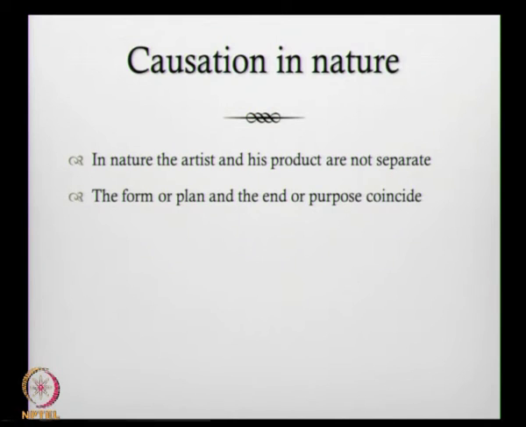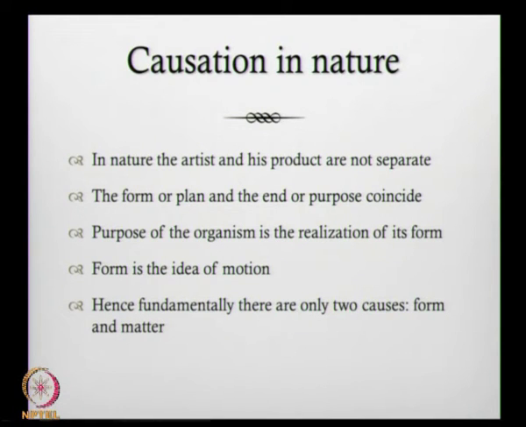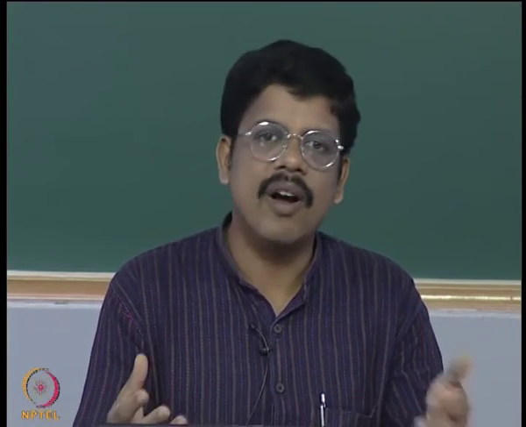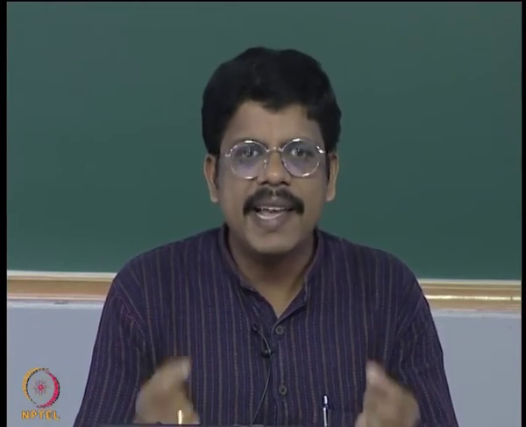The form or plan and the end or purpose coincide in nature. The purpose of the organism is the realization of its form. For any organism in nature, the objective is the realization of its form, the actualization of form. Form is the idea of motion, hence fundamentally there are only two causes, form and matter. This is what I said sometime back. Though to explicate the process, Aristotle introduces certain other concepts like potentiality, actuality, movement, etc., you can fundamentally explain the entire process of reality with the help of these two concepts of form and matter.